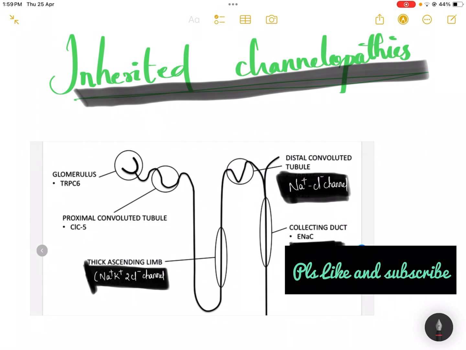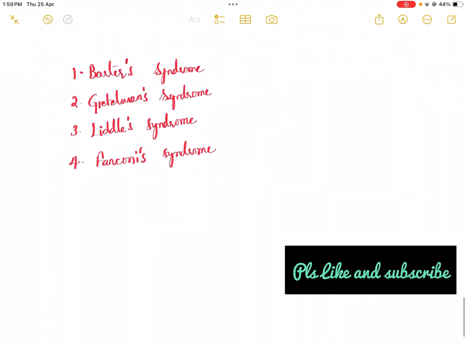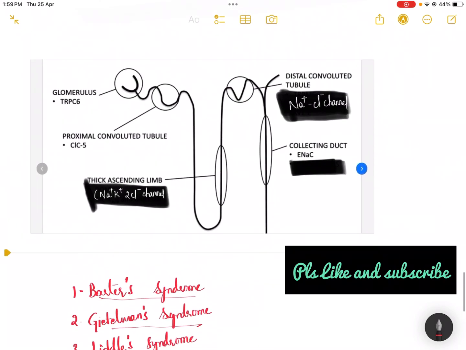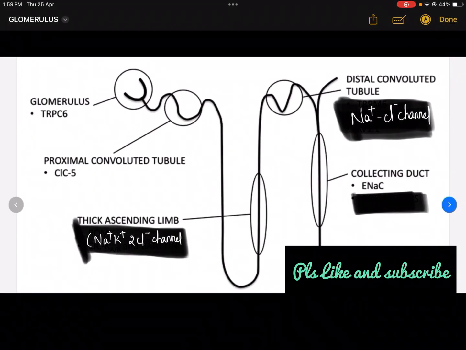Hello everyone. Today let's learn about inherited channelopathies of kidney. There are 4 inherited channelopathies. Those are Bartter syndrome, Gitelman syndrome, Liddle syndrome and Fanconi. First, to understand that, let's learn about the normal function of channels in the kidney.